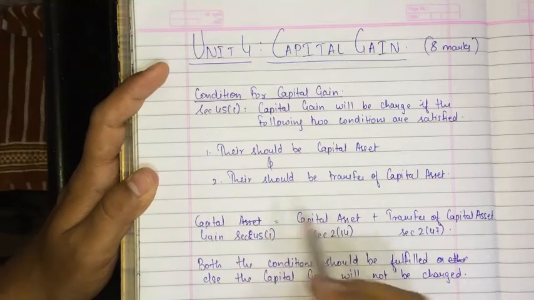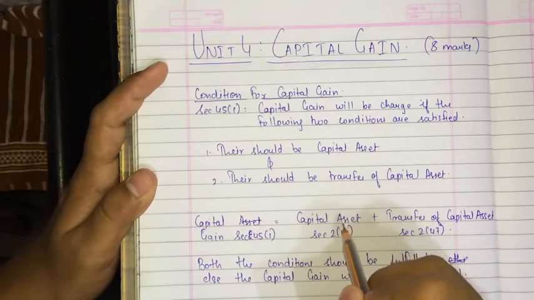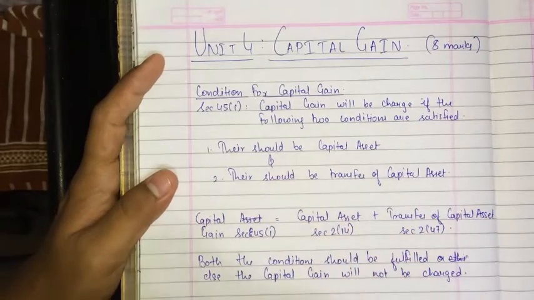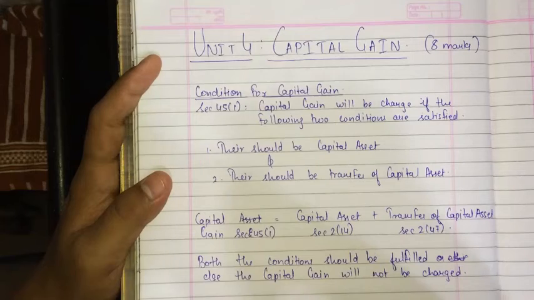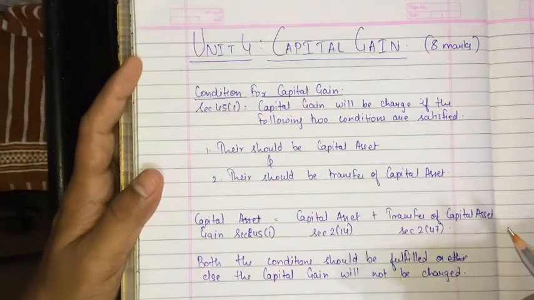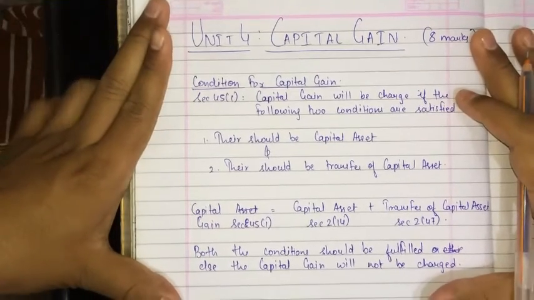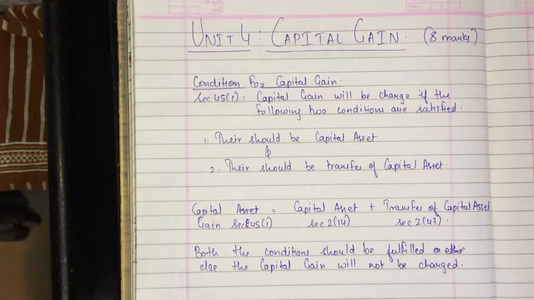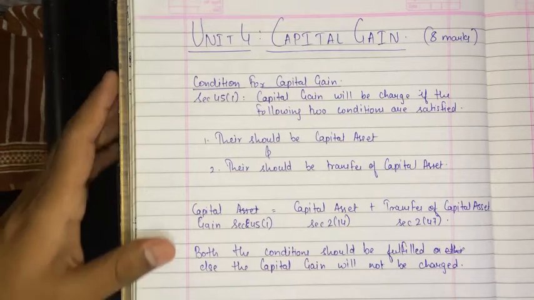For charging capital gain, the main criterion is that the asset should be a capital asset and not a current asset. Current asset means a holding for less than 1 year or up to 1 year. Capital asset means the asset which is held for a long period of time, say for more than 3 years. Plus there should be transfer of the capital asset. Please note this much down first. Please pause the video. I hope you have copied it down.